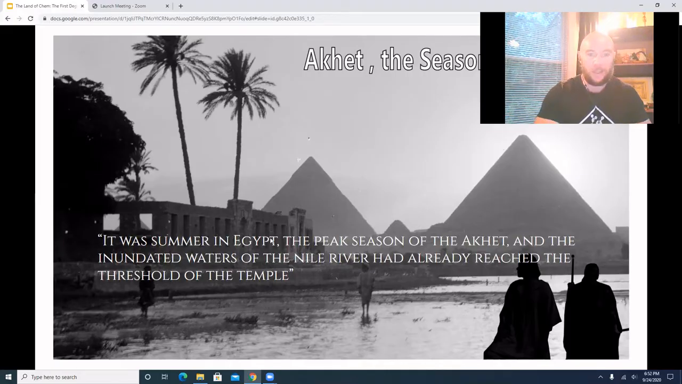So it was summer in Egypt, the peak season of the Akhet, and the inundated waters of the Nile River had already reached the threshold of the temple. And again, we know that these river temples were just inlets for Nile River water, which connected into the causeways.